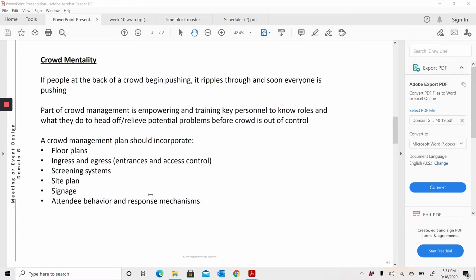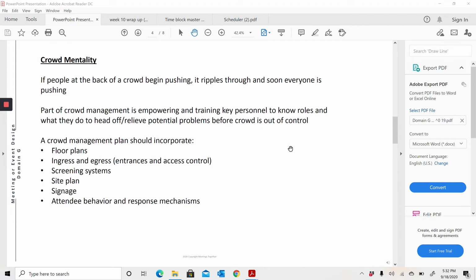Okay, so talking about crowd management, crowd mentality. You want to come up with a crowd management plan, and you want to know all the things that go into the crowd management plan. So make sure that is people pushing from the back of the crowd, start pushing, and it ripples through.